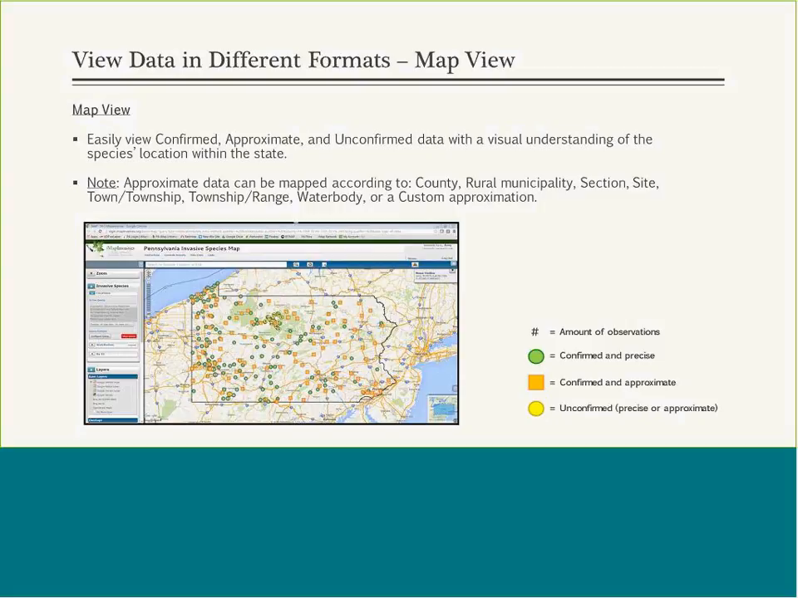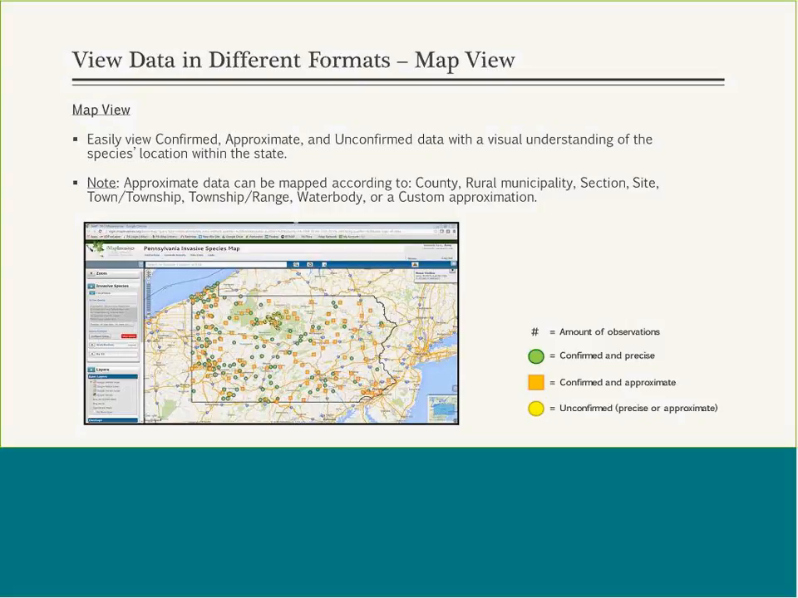Just note, the approximate data, which is the data you're seeing there with the orange squares, can be mapped according to a bunch of different mapping understandings, I guess you could say. So you can map approximate data so that it's approximate to a county. You can a little bit further say it's approximate to a rural municipality, a section or a particular site, a town or a township. If it's an aquatic species, maybe it's approximate to a water body. Or if it's even more detailed, you can do a custom approximation.